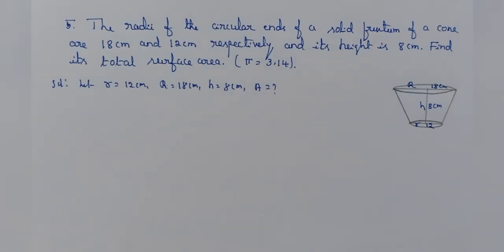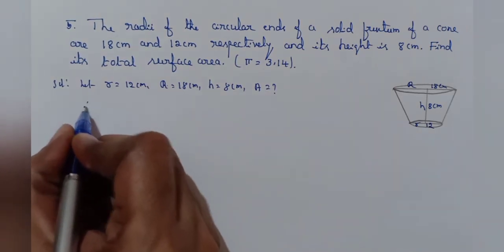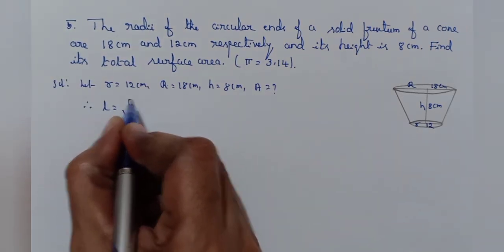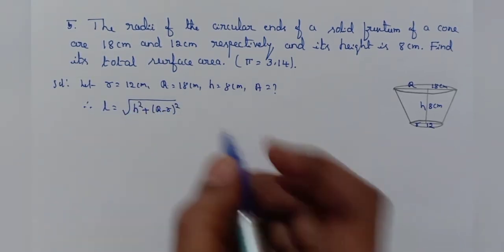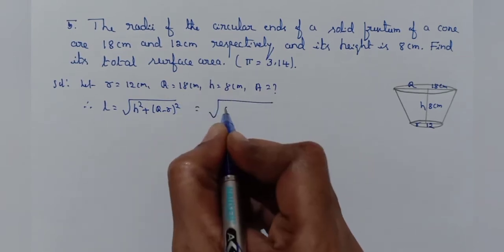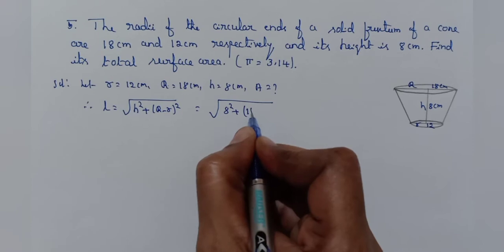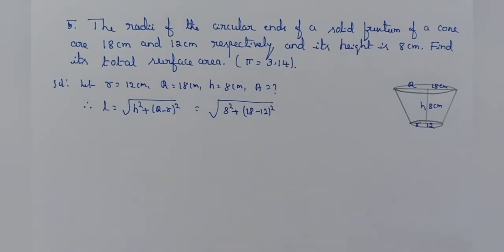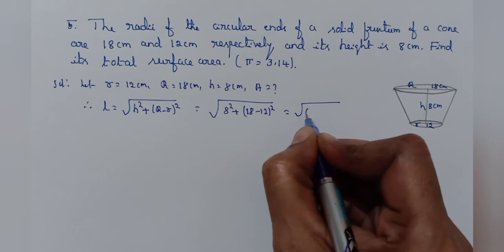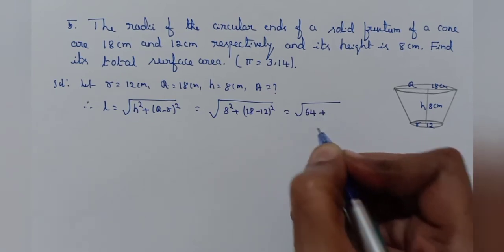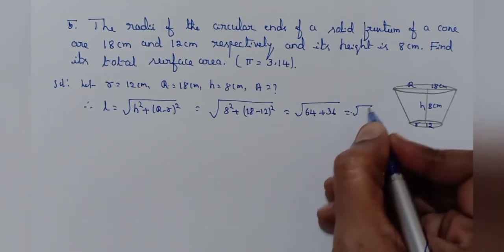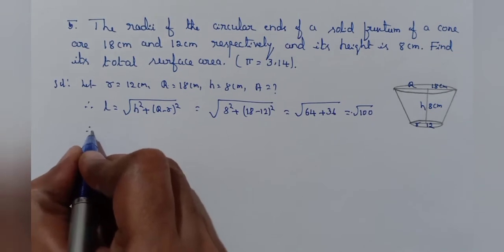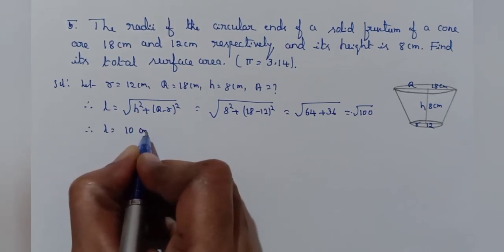We have to find the surface area. To find the surface area, first we have to find out the slant height of the frustum. So L is equal to square root of h square plus (capital R minus small r) whole square. The height is 8 square plus (18 minus 12) whole square. So 8 square is 64. 18 minus 12 is 6. 6 square is 36. 64 plus 36 is 100. Therefore, the slant height is 10 centimeter.